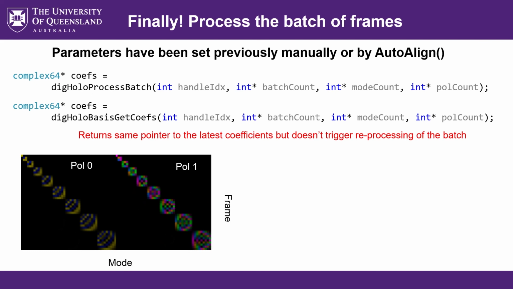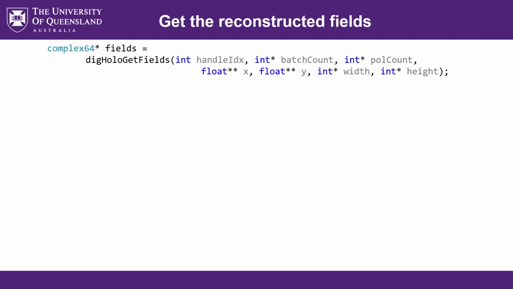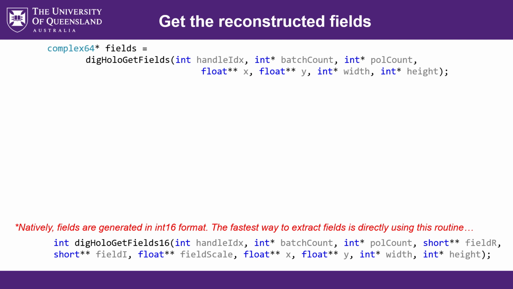That routine assumes you've already processed the batch, and you just want to get the coefficients which are already there. If you want the actual fields on a pixel by pixel basis, then you'll have to call digHolo getFields, which will return the fields themselves, but it'll also return in the arguments the batch count, the polarization count, a pointer to an internal array containing the x and y axes for the fields in meters, and the width and the height of each polarization component in pixels.